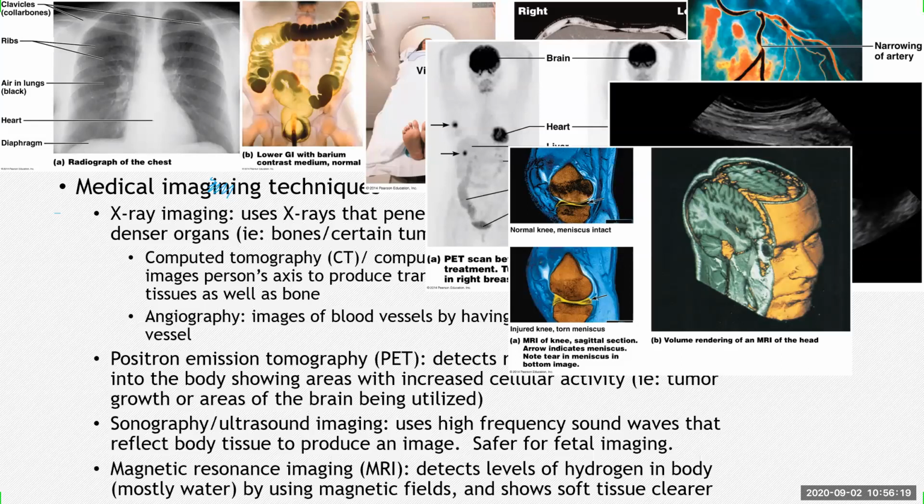MRIs instead use the hydrogen within our body, the water in our body, and they use magnetic fields to be able to project these images for us to see.